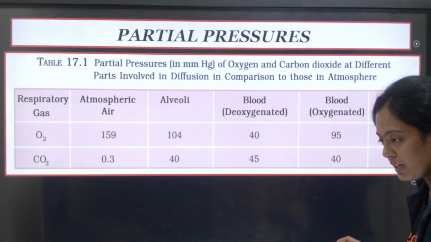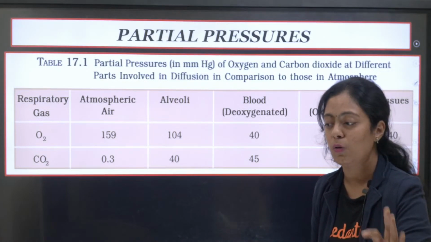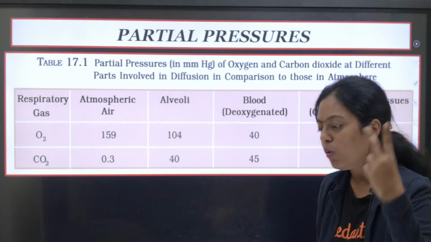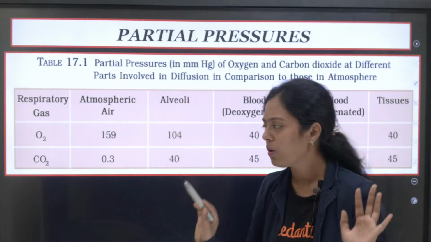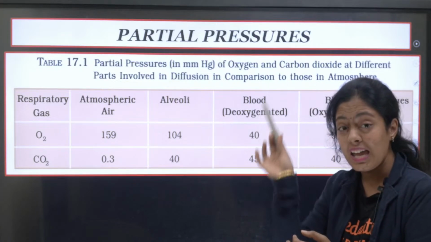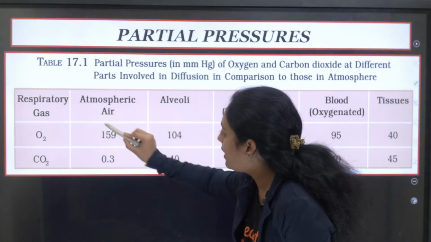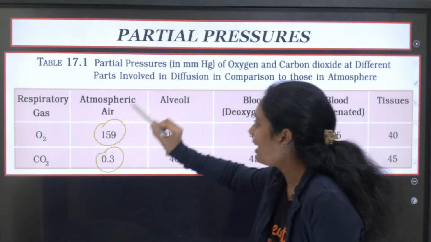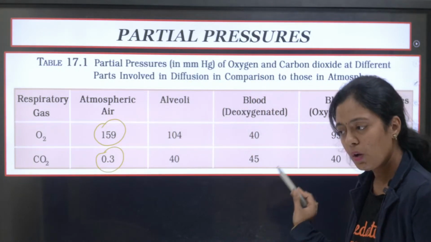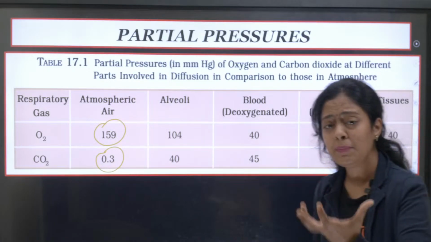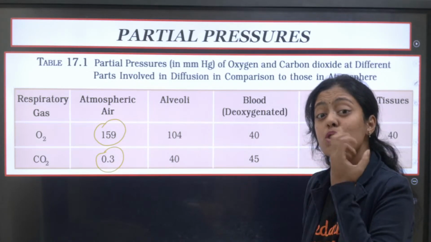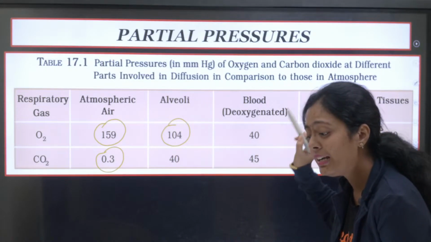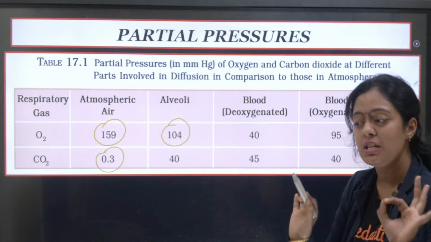This is the table from NCERT பசங்களா. ரொம்ப முக்கியமான ஒரு விஷயம். ஓகே, இங்க எல்லாரும் பாருங்க, ரெஸ்பிரேட்டரி கேஸ் ரெண்டு தான். ஒன்னு வந்து ஆக்சிஜன், இன்னொன்னு வந்து கார்பன் டை ஆக்சைடு. ஓகே, சோ அட்மாஸ்பியரிக் ஏர்ல எவ்வளவு இருக்கு? இது 159 இருக்கு. My oxygen, and here it is 0.3 and everything is mmHg. In my alveoli, what is there? Oxygen is rich, so it is 104 mmHg. All this entire table is very important pasangla from your NEET point of view.